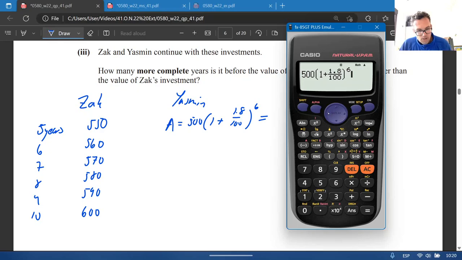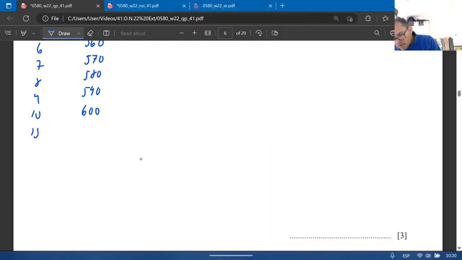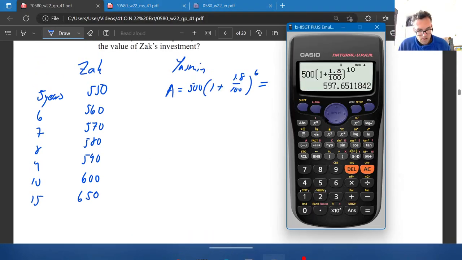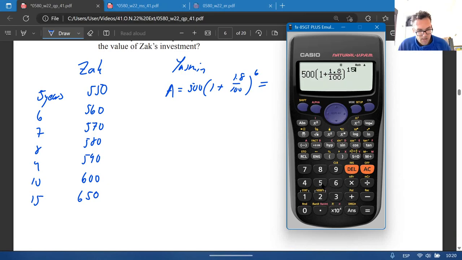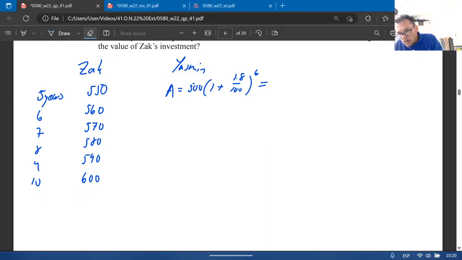So we can now do trial and error. Let's jump to 10 years and see if it's more than 600. Nope, it's not. Okay, let's make a bigger jump. It seems to go up quite slowly. So after 15 years, Zach will have another $50. Let's check what Yasmin has after 15 by simply changing that to 15. Yep, we went past. All right, so it's definitely less than 15. Let's put in some more values here. So it's 11, 12, 13, 14 years. So that would be 610, 620, 630, 640.